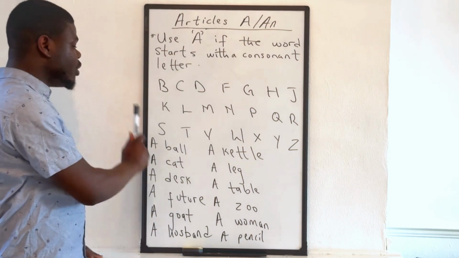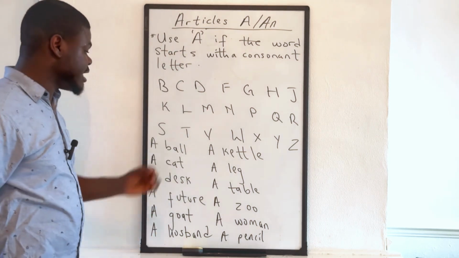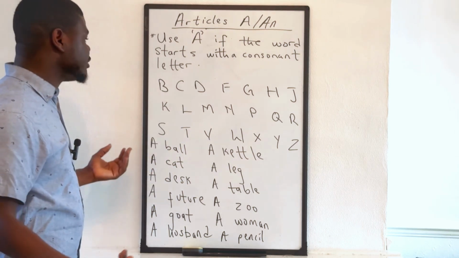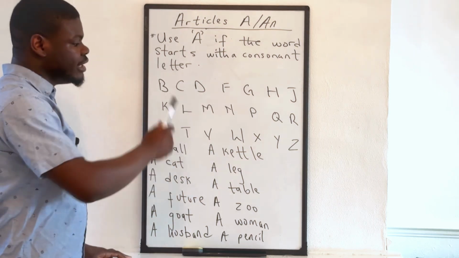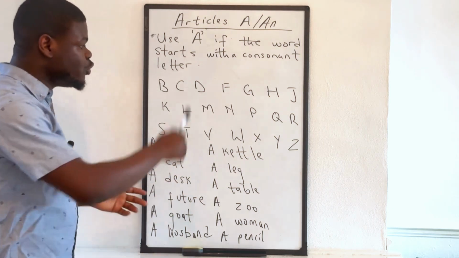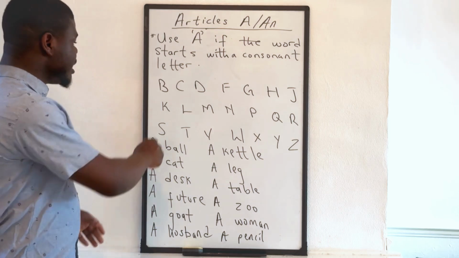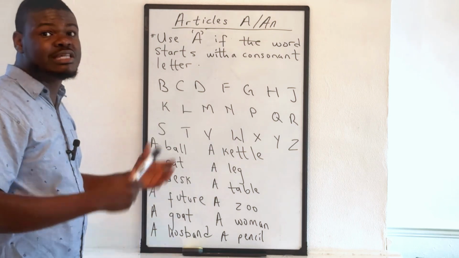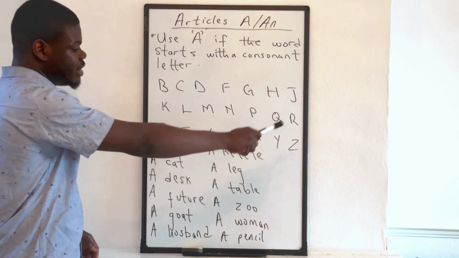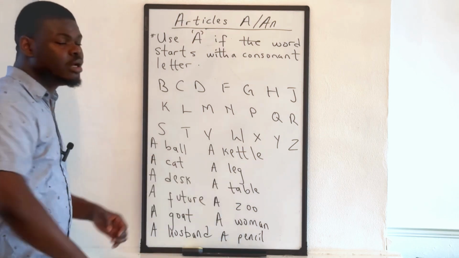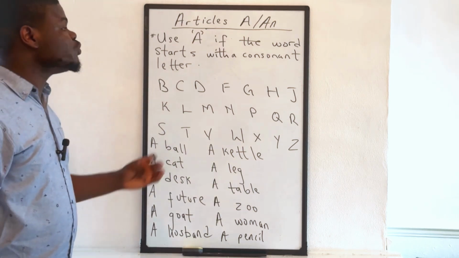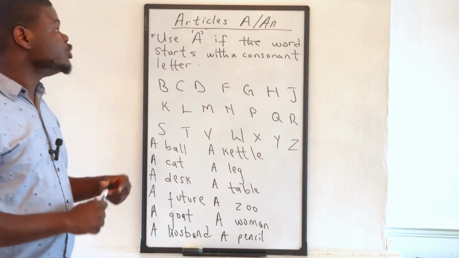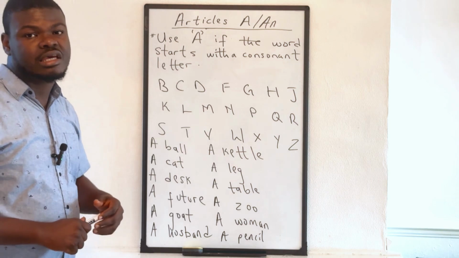A. So that's why we've got a ball, a cat, a desk, a future, a goat, a husband, a jet, a kettle, a lion, a man, a nurse, a person, a queen, a rabbit, a snake, a table, a van, a woman, a xylophone, a yes, a zoo. As you can see, a kettle, a leg, a table, a zoo, a woman, a pencil. So if a word begins with a consonant letter, 90% of the time, as I've said, you should use a.